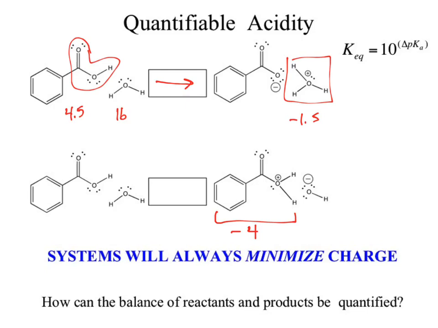That wasn't the question that was asked initially. It's which of these would progress more. If we look at the pKa's, we can make that decision right away. Which of those is the stronger acid? Benzoic acid, 4.5, or water, 16? Which one's the stronger acid? The benzoic acid, because lower pKa.